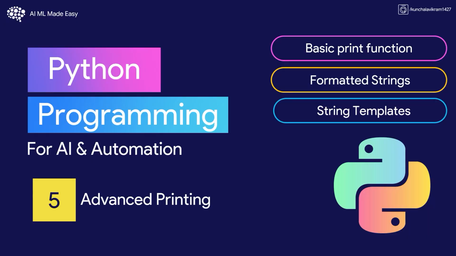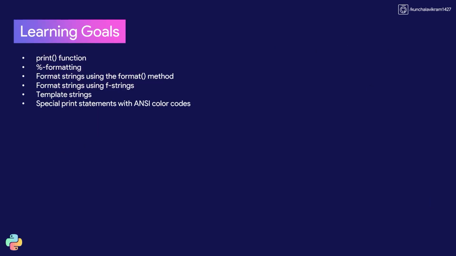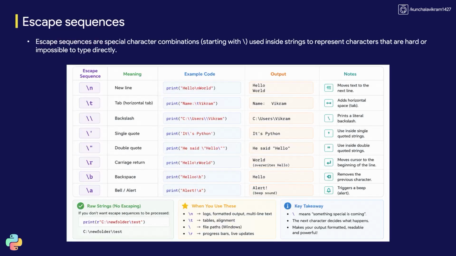In this video, we'll talk about advanced printing in Python. These are the various topics we'll cover. In the previous videos, when we talked about variables, we had seen this print function, but it was a very basic print function, where we used it to print basic variables. But in this video, we'll talk about formatting those print statements using the format method, f-strings, and template strings. We'll also see some special print statements that produce colored outputs using ANSI color codes.